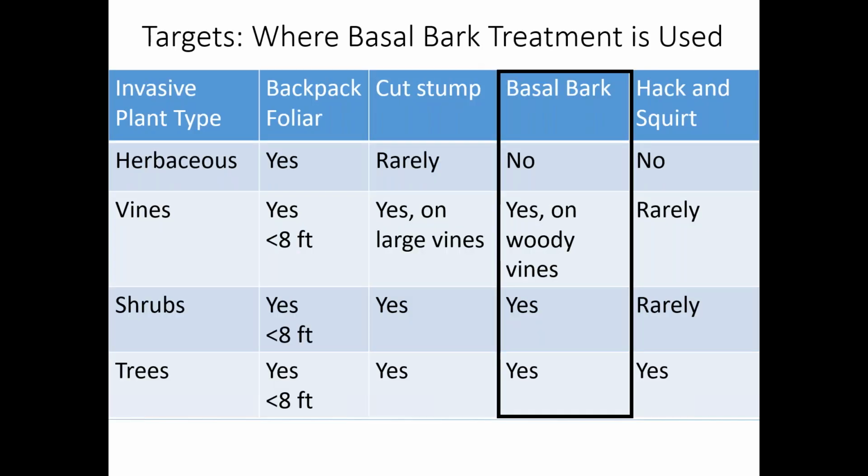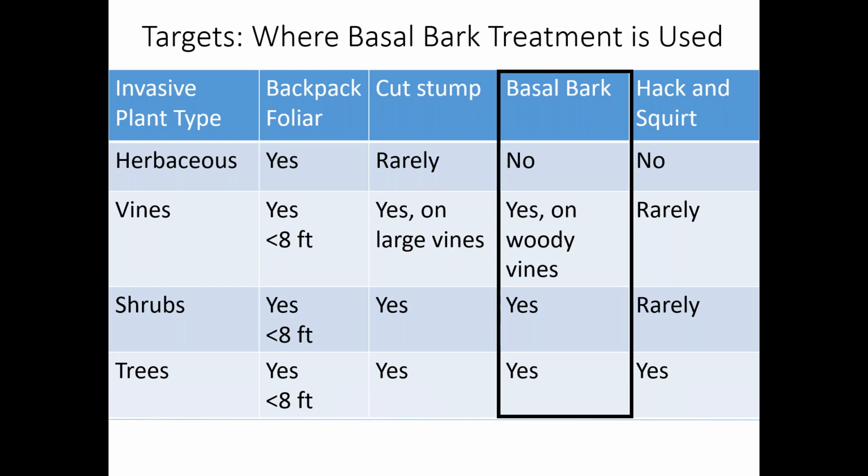All right. So targets. Where is basal bark treatment utilized? If you look at this table, we have invasive plant types of herbaceous, vines, shrubs, and trees, and our IPT techniques of backpack foliar, cut stump, basal bark, and hack and squirt. What you'll see, number one, basal bark is absolutely not used for herbaceous weed control. So do not use this as a foliar treatment in any form, shape, or fashion.